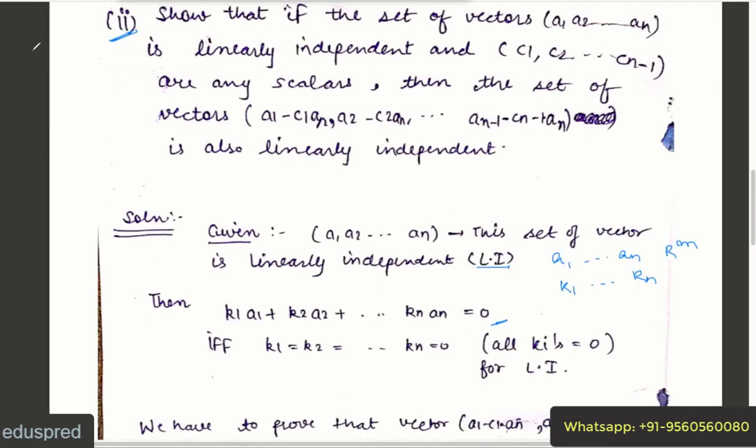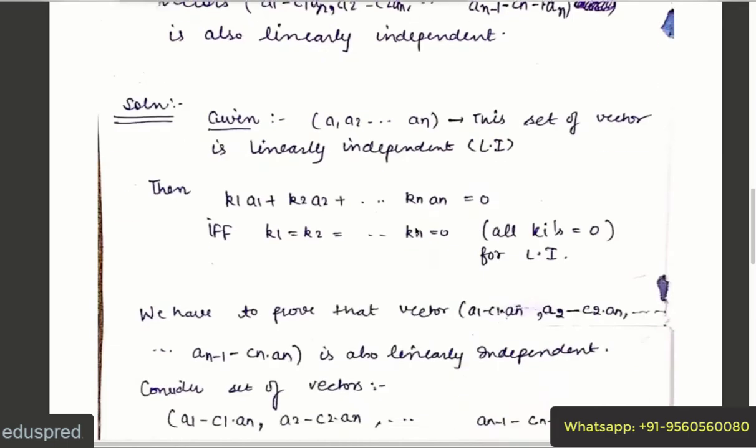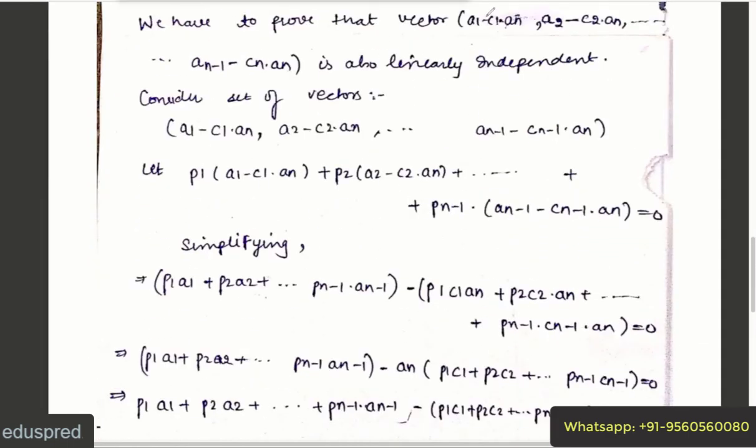So a linear combination of linearly independent vectors can only be the 0 vector if all the coefficients in the linear combination are 0. Now we have to prove that the vectors a1 minus c1 an, a2 minus c2 an, and this goes on till an minus 1 minus cn minus 1 an are linearly independent. So consider this set of vectors and let p1 multiplied by a1 minus c1 an plus p2 multiplied by a2 minus c2 an, and this summation goes on till pn minus 1 multiplied by an minus 1 minus cn minus 1 an is equal to 0.